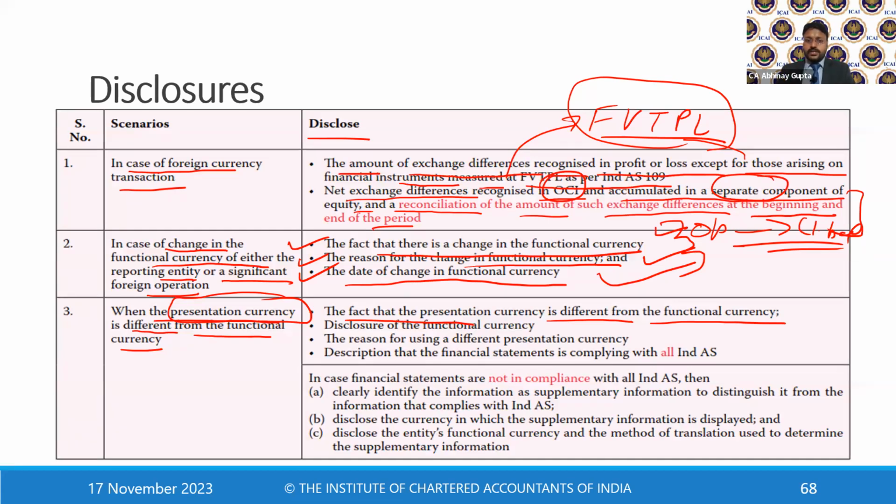That is the presentation currency financial statements. Number two, disclosure of the functional currency. Then I will say INR is my functional currency, although I am preparing my financial statements in the dollar. That is the presentation currency.